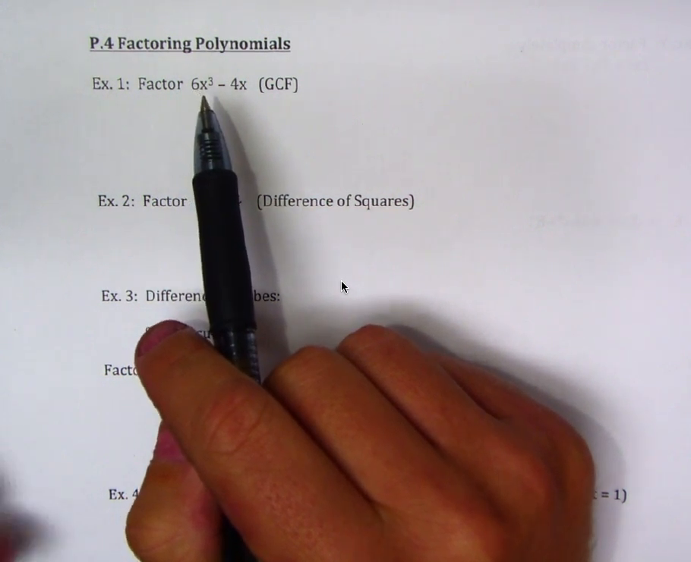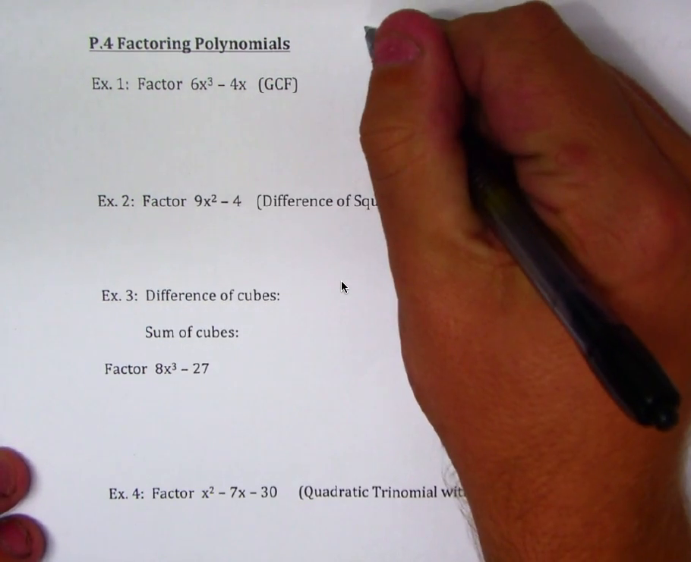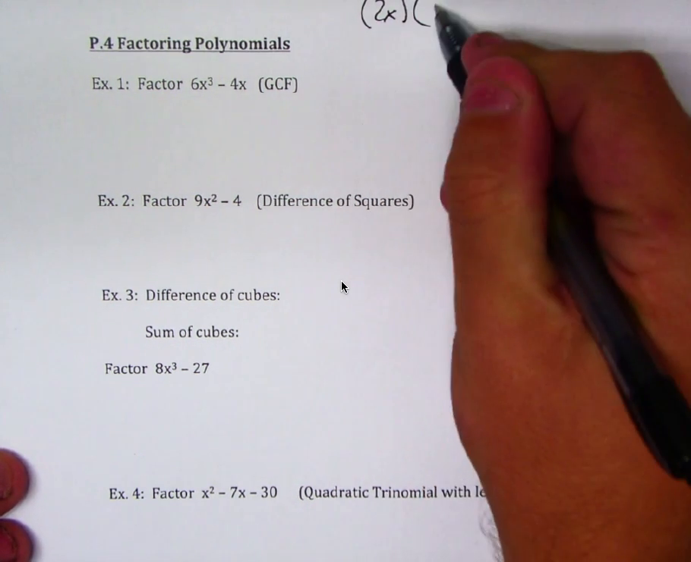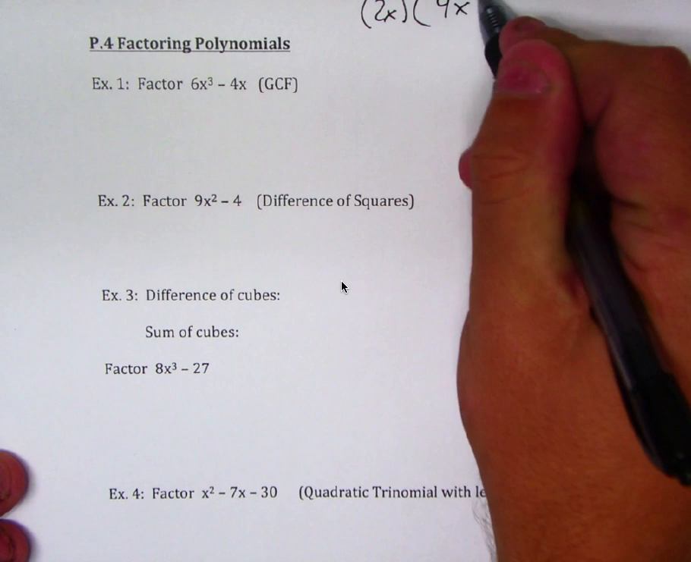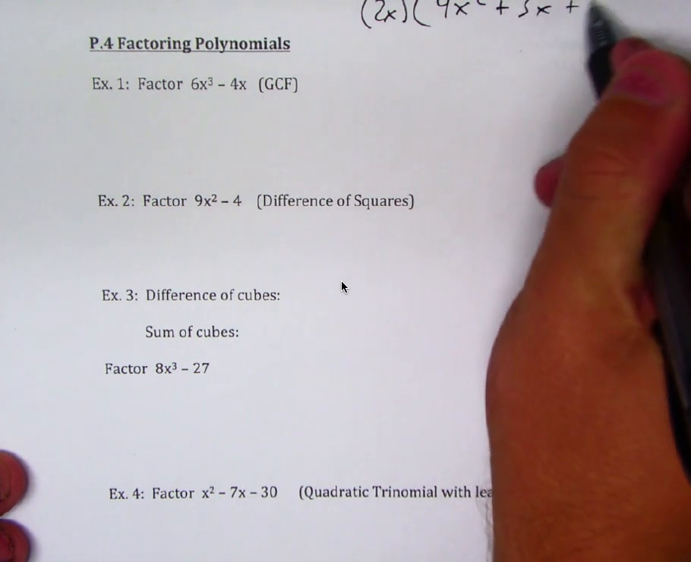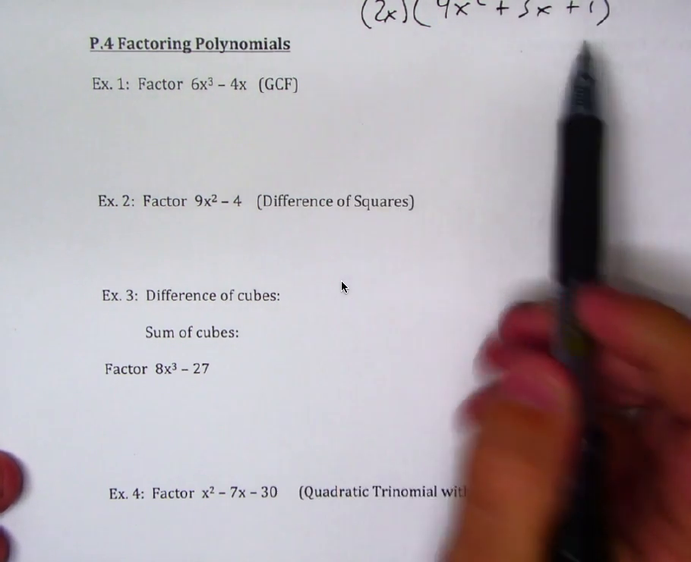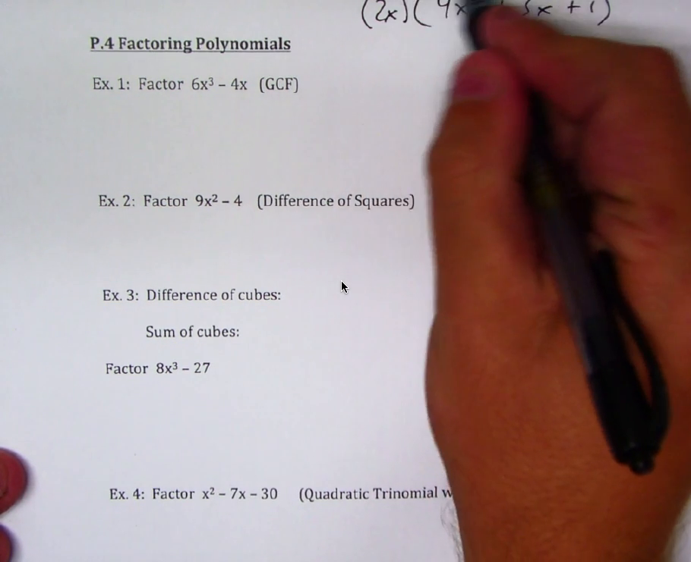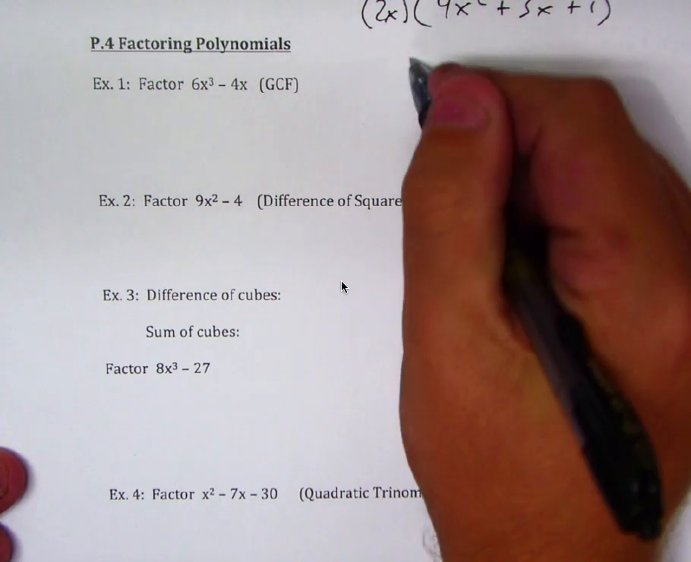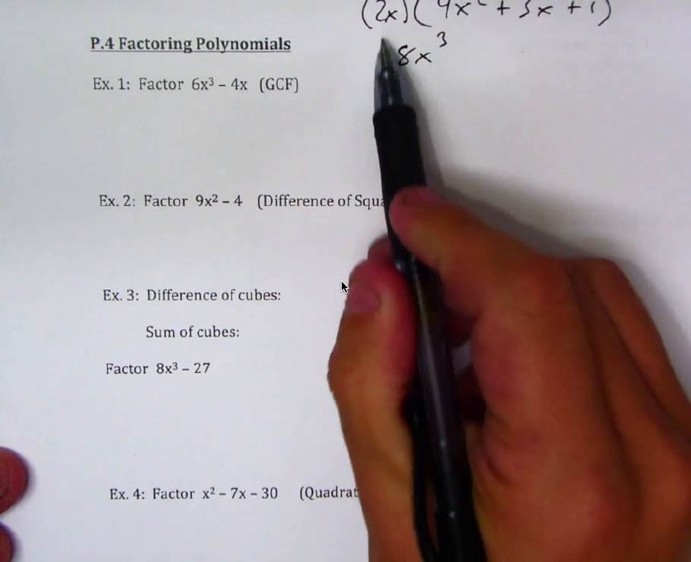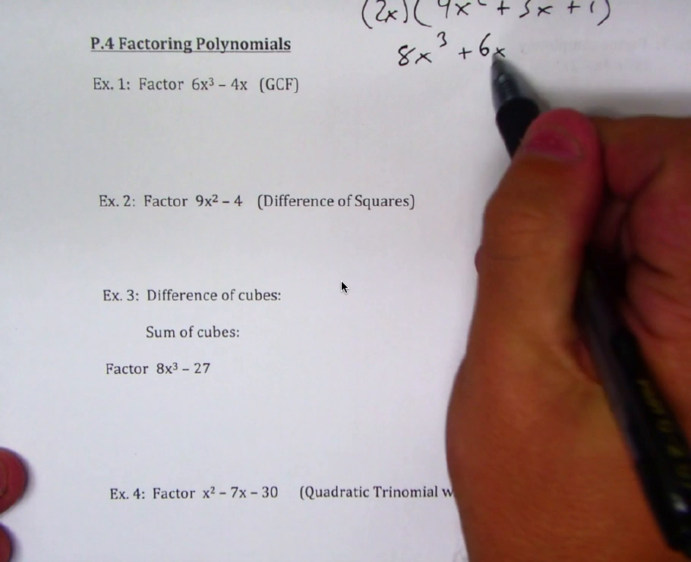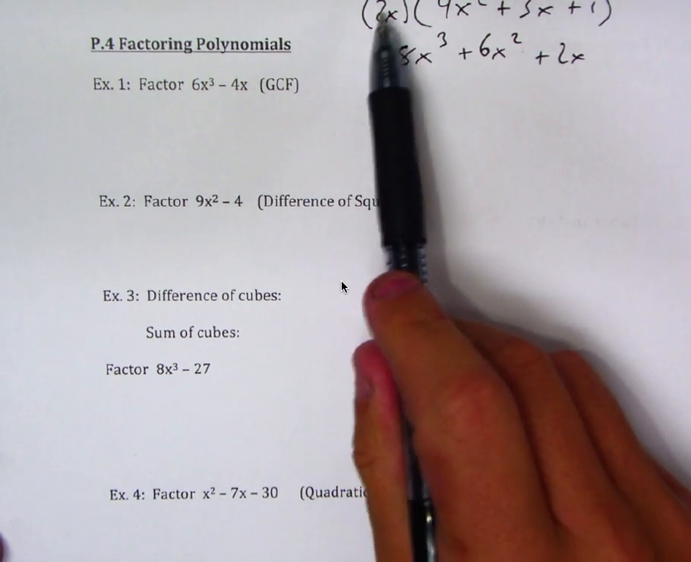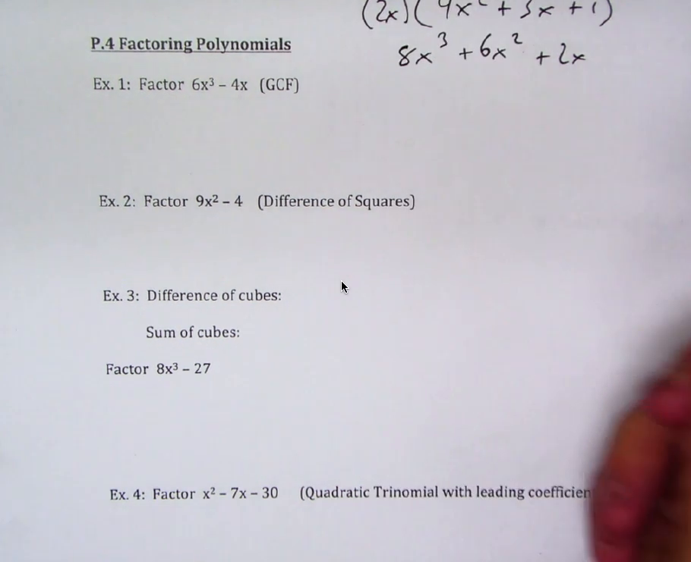So what factoring is in general, all right, think about what we did last class. We worked on multiplying polynomials together. For instance, if I said take 2x and distribute it to 4x squared plus 3x plus 1. If I said multiply these two things together, well, this is what we worked on. You take 2x, you distribute it inside the parentheses, and you would get 8x cubed plus 6x squared, and then plus 2x.